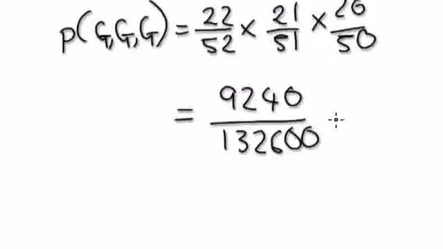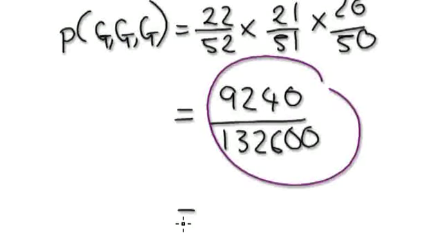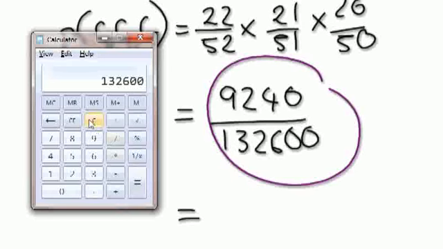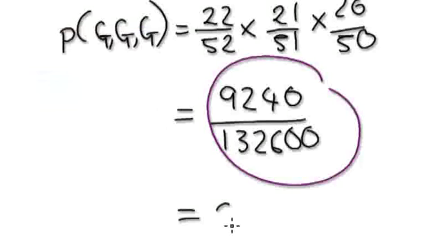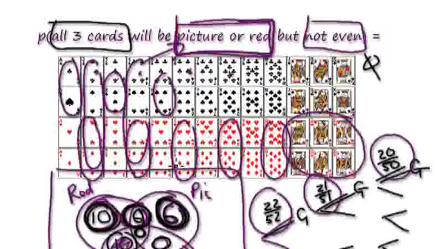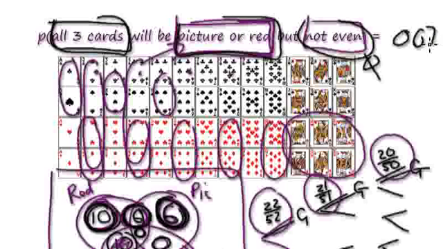This number is a bit hard to picture, so convert it to a decimal. 9240 divided by 132600 equals 0.07 roughly. So if you were to pick out 3 cards, the probability of getting all 3 cards which are picture or red but not even would be 0.07, or a 7% chance of that happening.